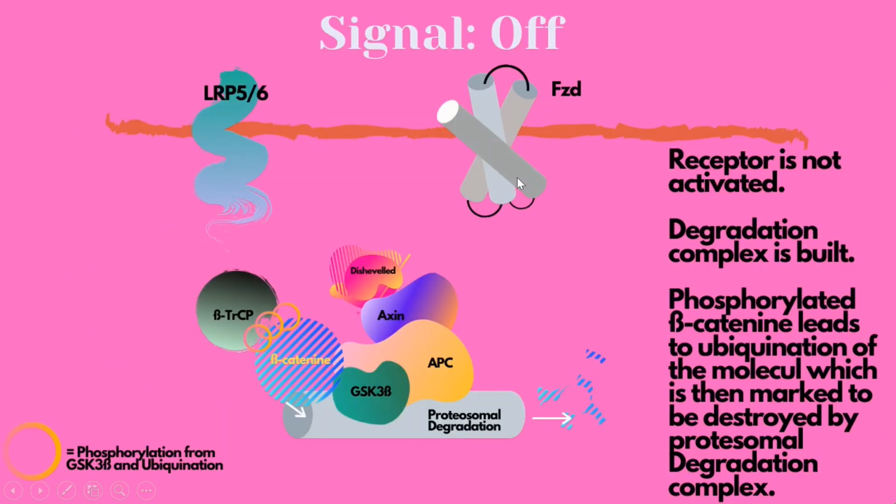So let's talk about the signaling pathway when it's off. The receptor is not activated. A degradation complex here is built inside the cell, and in this complex we have this beta-catenin. And the beta-catenin is phosphorylated by different kinases here, and this leads to the ubiquitination of the molecule. So it's marked for proteasomal degradation, which means the beta-catenin is destroyed by this complex here. It's in the cell, and it's always decomposed.